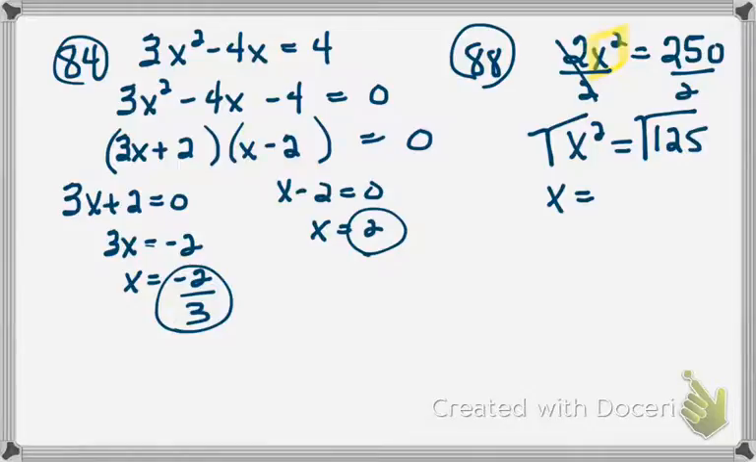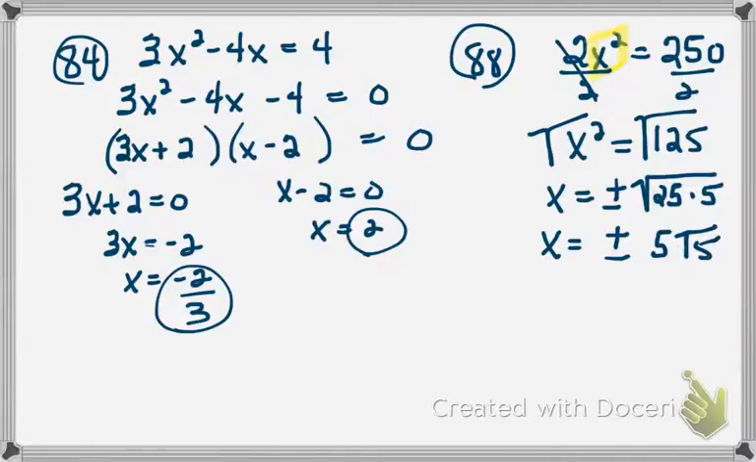The square root of x squared is x, and then you have to remember to put in plus and minus. 125 is not a perfect square, but 25 will go into 125 5 times. And then we simplify our answer, and we get positive and negative 5 square root of 5. So I'm going to pick one of each.